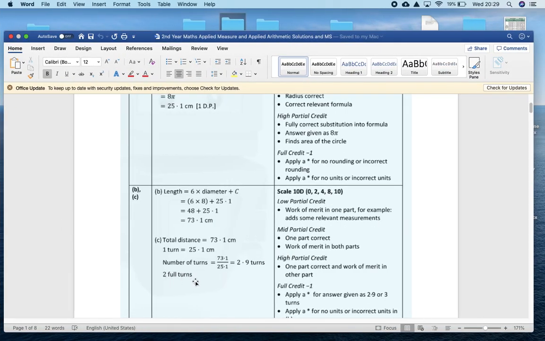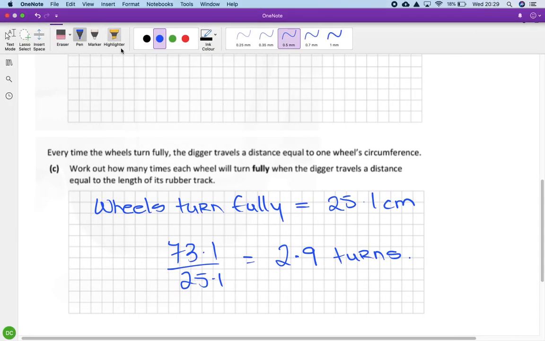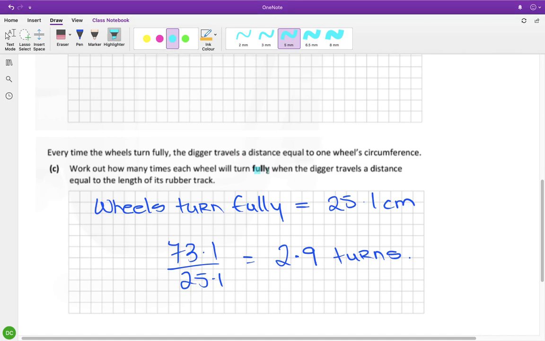Yep. Okay, so they have fully turned, and obviously 2.9 turns is almost 3 turns, but it's not 3 full turns, so it's 2 full turns.